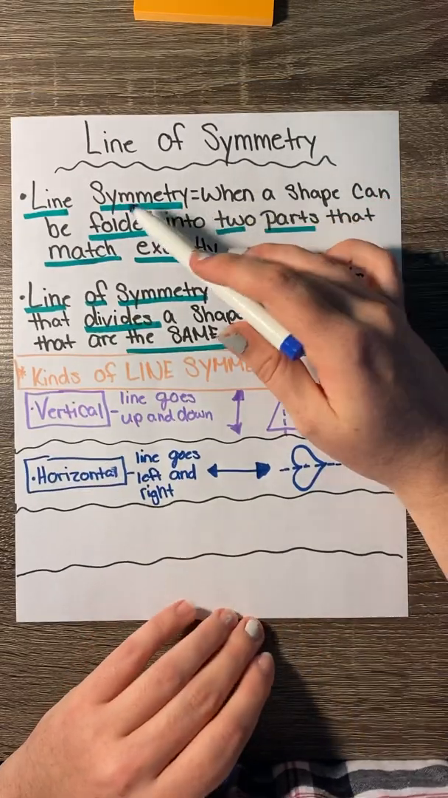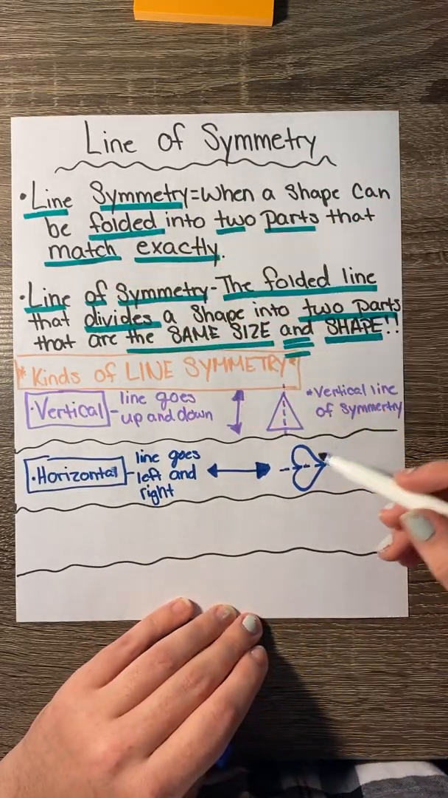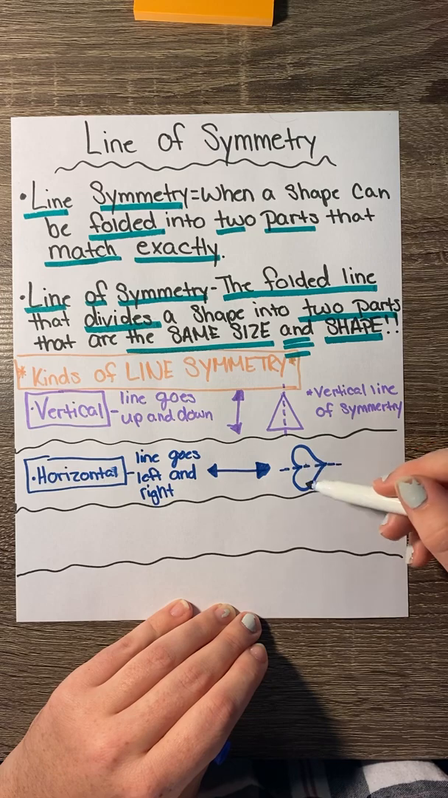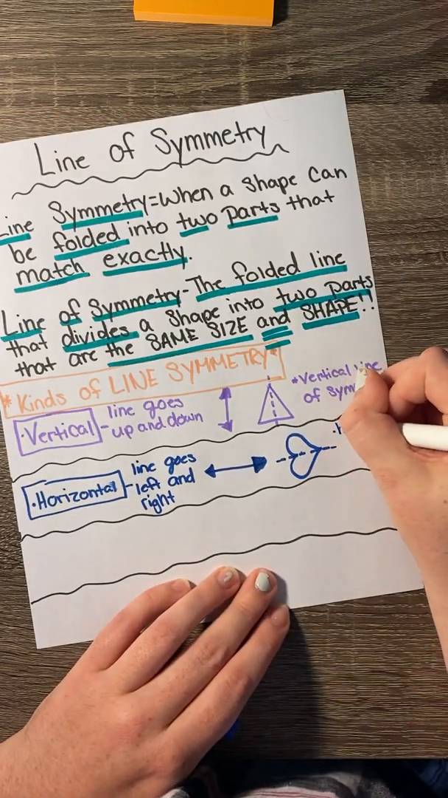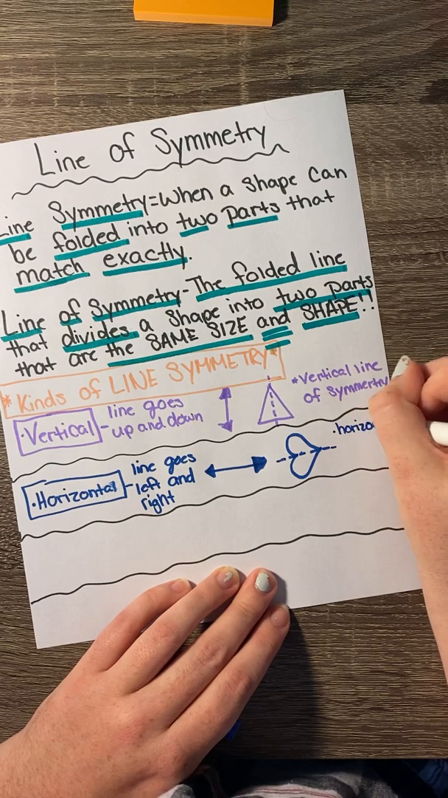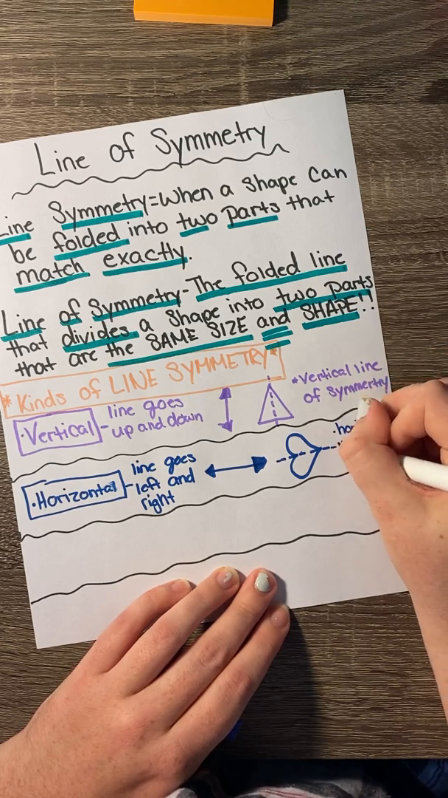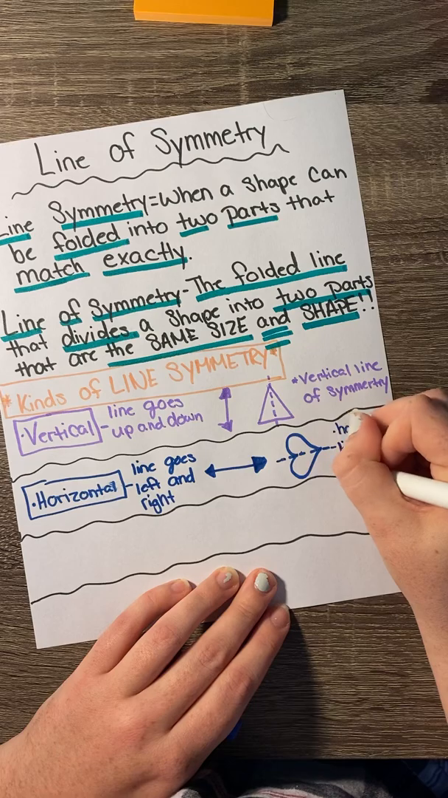So we have that line of symmetry right there, where the 2 parts are the same size and the same shape. So this gives us a horizontal line of symmetry.